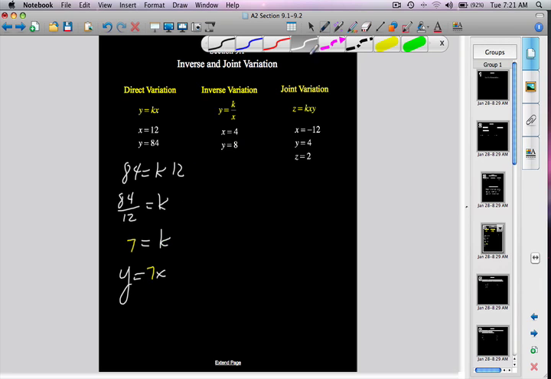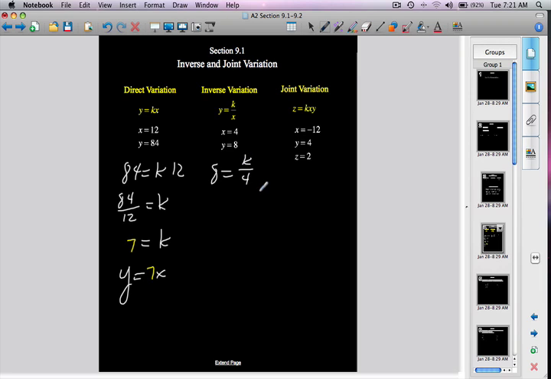If I do that with an inverse variation model, the only thing that changes is the model itself, but the steps remain the same. So I substitute in for x and y. So 8 is equal to k divided by 4. And then I solve for k by multiplying both sides of this equation times 4. So 32 is equal to k. The last thing I need to do is write the model. So y is equal to k, which is 32, divided by x. So that is my inverse variation model.